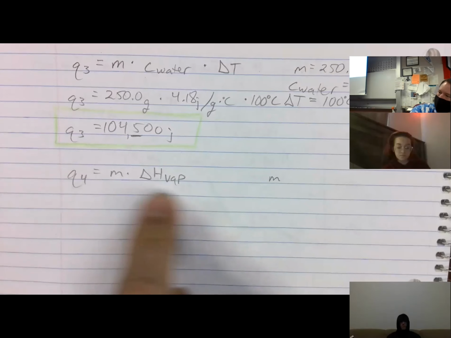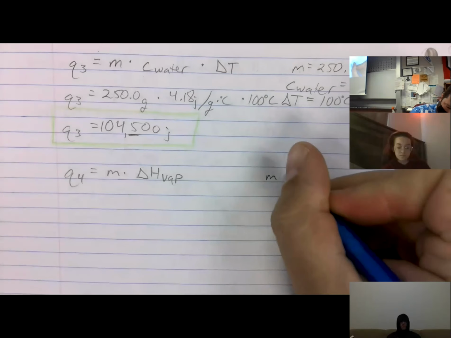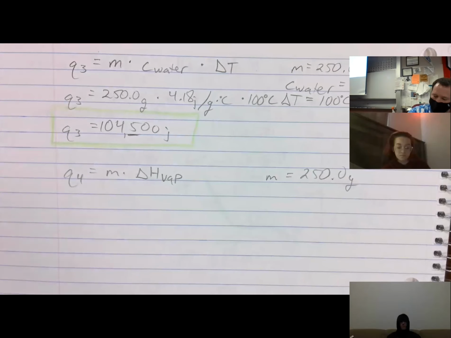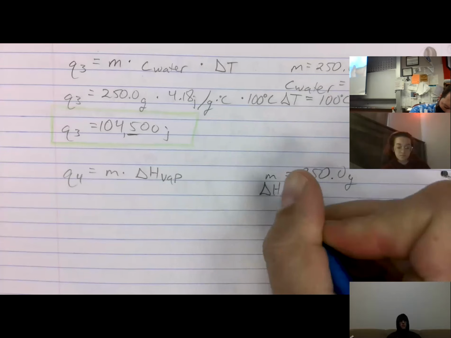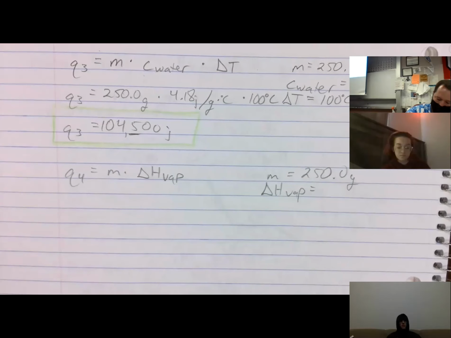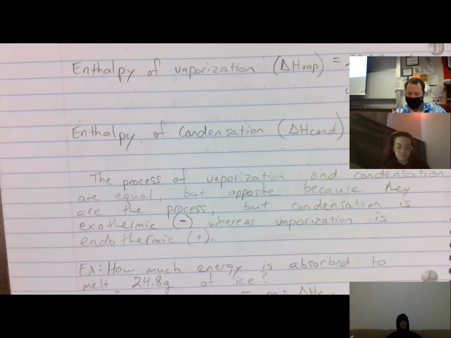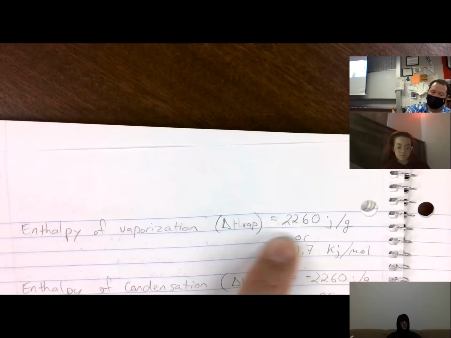So in order to vaporize water, the formula is your mass of water times your delta H vape. Our mass isn't changing. We're not gaining water. We're not losing water. We have 250.0 grams. It hasn't changed. And our delta H vape, that's a constant. I don't know it off the top of my head, but that's why I take good notes. Look back and see, oh, there it is. 2,260 joules per gram to vaporize water.